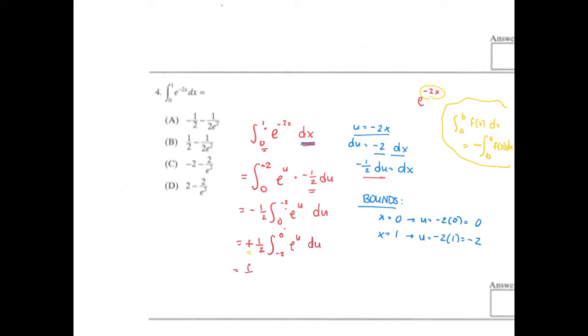Now I'm just going to take that antiderivative. The antiderivative of e to the u is simply e to the u from negative 2 to 0, and now I can evaluate 1/2 e to the 0 minus e to the negative 2. E to the 0 is 1, so I have 1/2 times 1 minus, and e to the negative 2 is 1 over e squared. And so that's equivalent to 1/2 minus 1 over 2 e squared. So that answer is simply B.